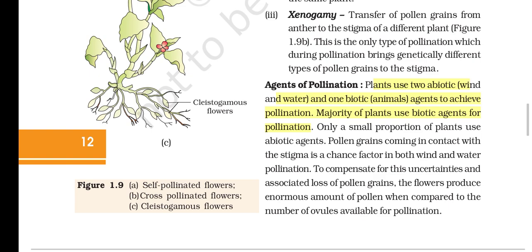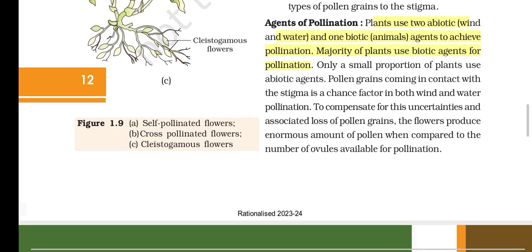Agents of Pollination. Plants use two abiotic agents, wind and water, and one biotic agent to achieve pollination. Majority of plants use biotic agents for pollination. Only a small proportion of plants use abiotic agents. Pollen grains coming in contact with the stigma is a chance factor in both wind and water pollination. To compensate for these uncertainties and associated loss of pollen grains, the flowers produce enormous amount of pollen when compared to the number of ovules available for pollination.